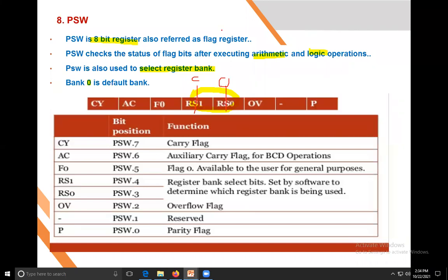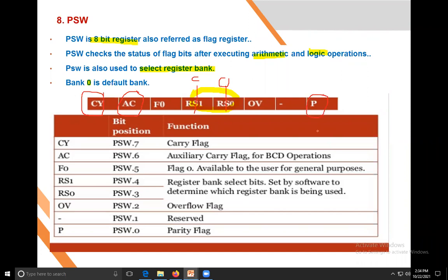Okay. Next we are discussing the carry flag. You know the carry flag, and you know the auxiliary carry flag. Carry flag means what? When the MSB generates a carry or borrow, then the carry flag will be set. Auxiliary carry means what? If a carry is generated from the lower nibble to the higher nibble, that is, after the 4 bits from right to left, then auxiliary carry is set. Then this is the parity flag.